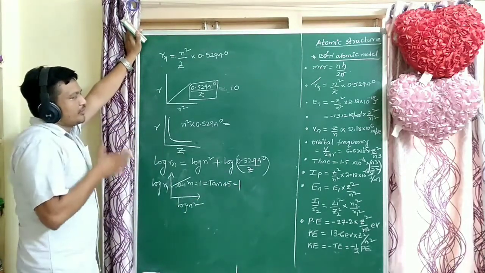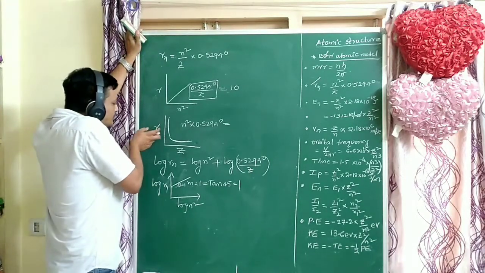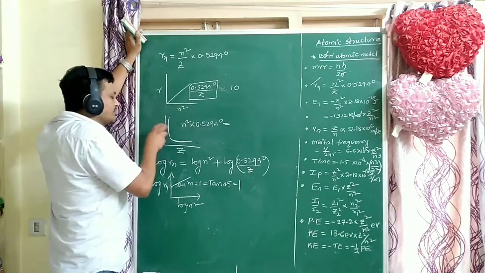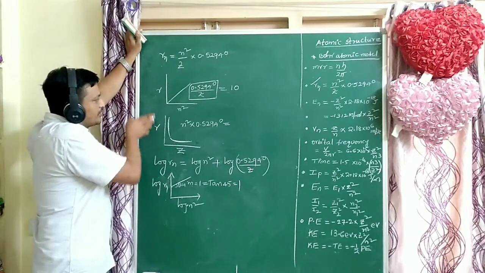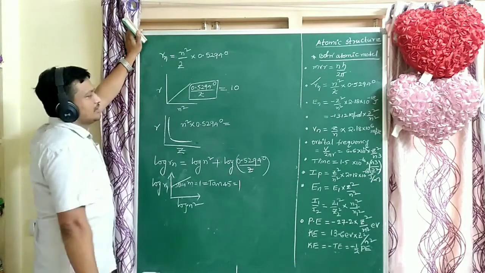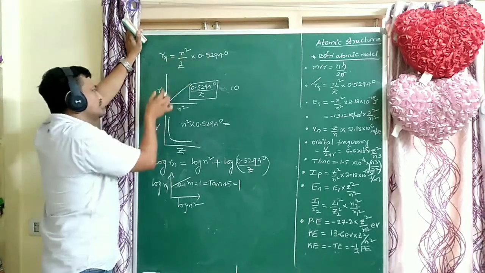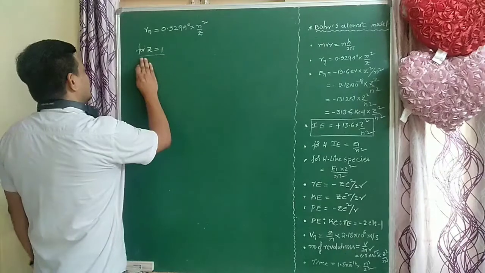Very important: whatever the graph may be, check what the formula is and identify the slope and the intercept. There is a basic formula that you have to identify.